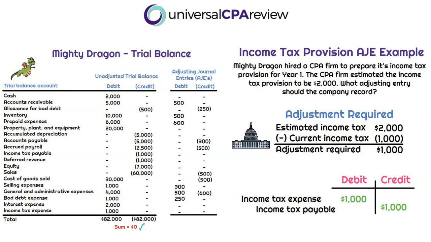So how does this impact our adjusting entries columns? Well, that income tax expense for $1,000, that's going to be a positive number in the debit column. And then we're going to increase the income tax payable by crediting it for a negative $1,000. So that is how it impacts the adjusting journal entries columns.